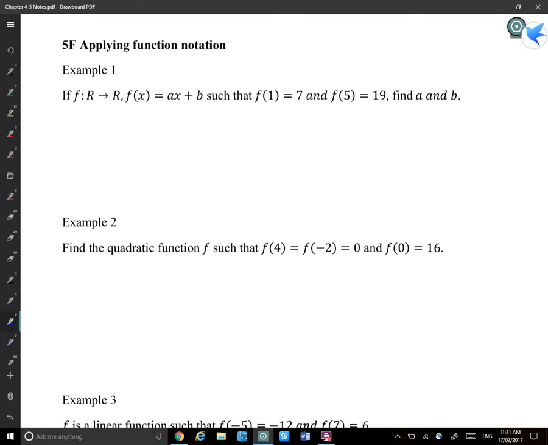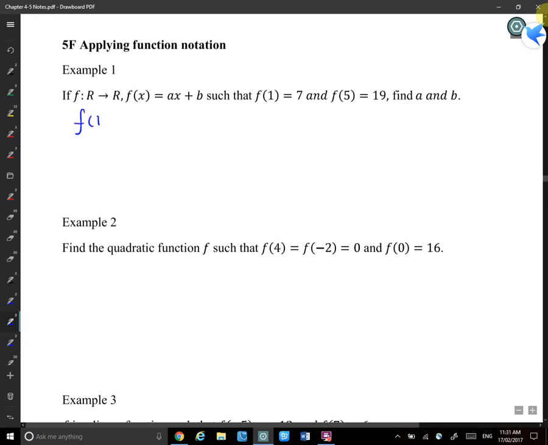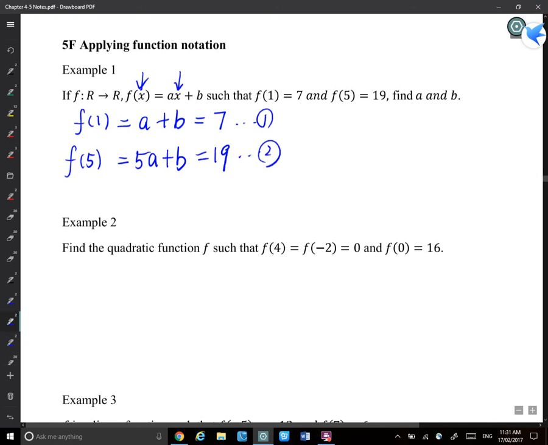So let's do f(1). What is f(1)? f(1) means sub 1 into the equation, so it's a plus b. And they also give you f(1) equals 7, so you have a plus b equals 7. What is f(5)? f(5) is 5a plus b, because instead of x, you write 5. So it's 5a plus b, and that gives you 19. Let's say that's number 1, that's number 2.